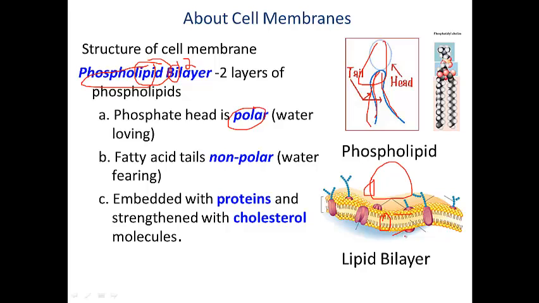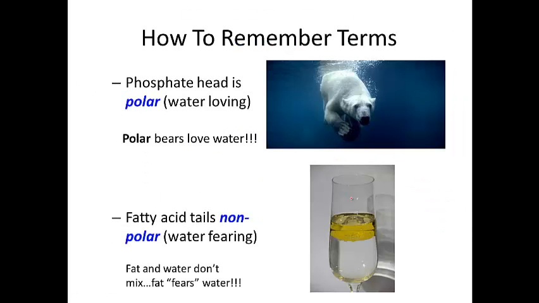Okay. Now you can also see that that's not the only thing in the cell membrane. You can see these things right here. These are different types of proteins, and there are also pieces of cholesterol in there. Okay.